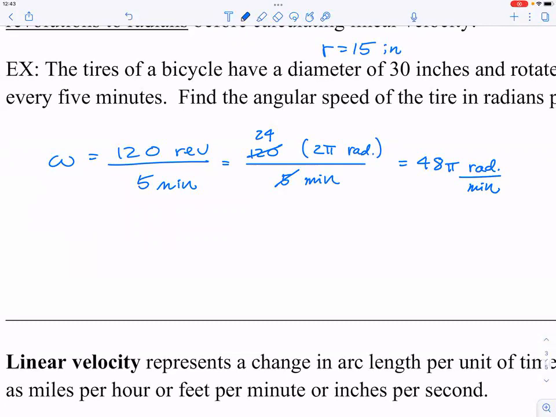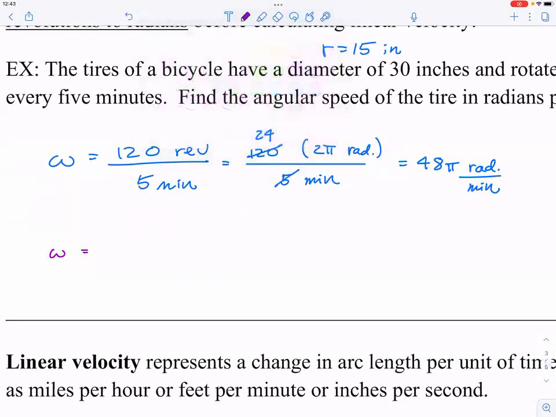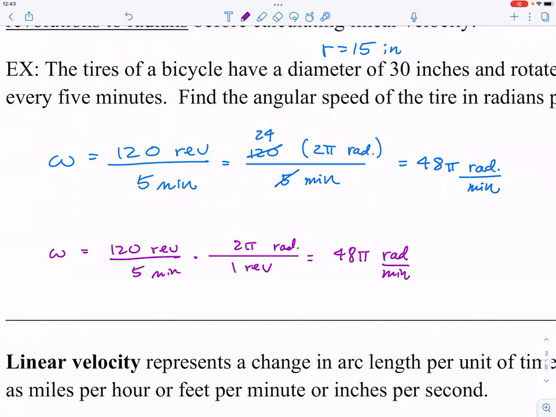Okay. Now, the other way to handle this calculation, use a different color. The other way to handle this calculation is this. You can have 120 revolutions per 5 minutes. And then you do the old chemistry way. You can do 1 revolution is 2 pi radians. It's really the same thing. It's just a slight expression difference. And you will still get the same thing at the end. So just pick whichever one you like. As long as you know the logic behind these 2 calculations, it's all good.